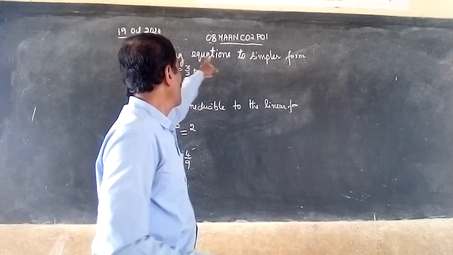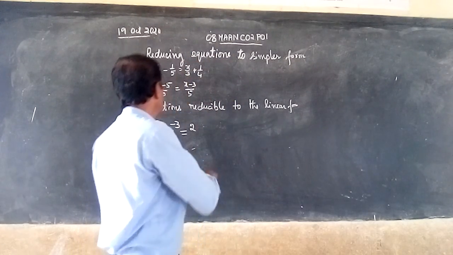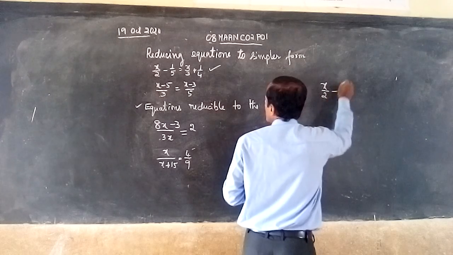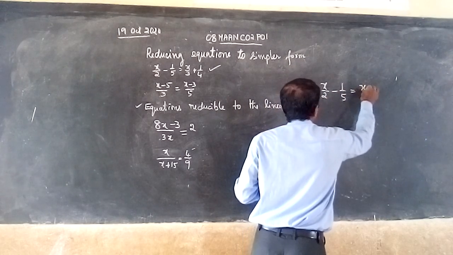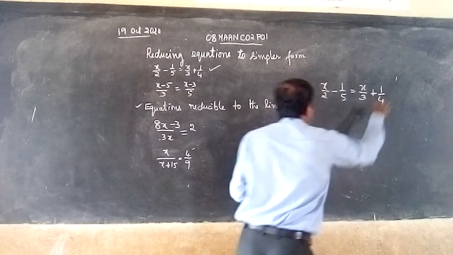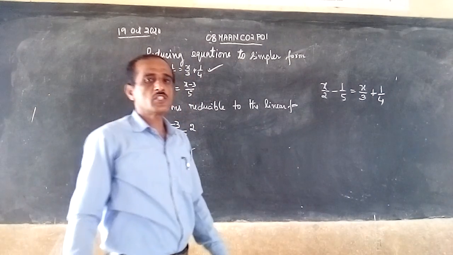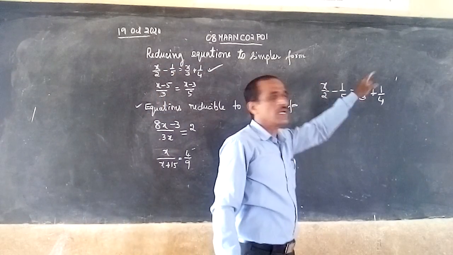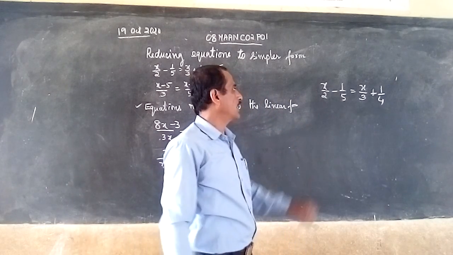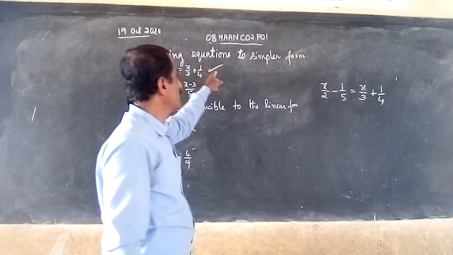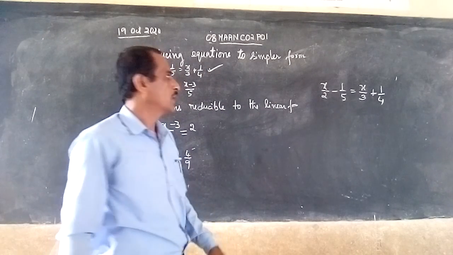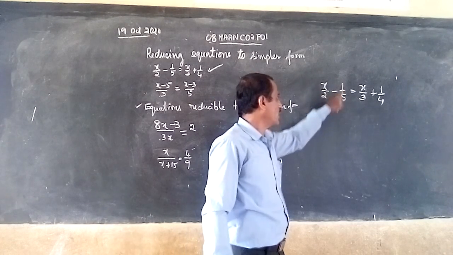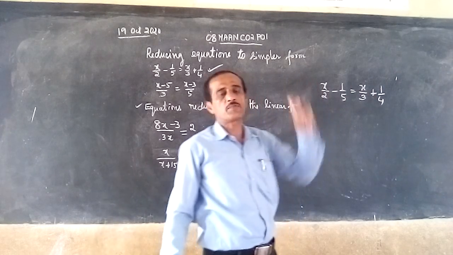Today we will learn about reducing an equation to the simple form. In that, we will see x by 2 minus 1 by 5 is equal to x by 3 plus 1 by 4. Look at this equation. What you have to do here is reduce that equation to the simpler form. Here x by 2 is one expression, this is another expression, and so on, 4 expressions are there.